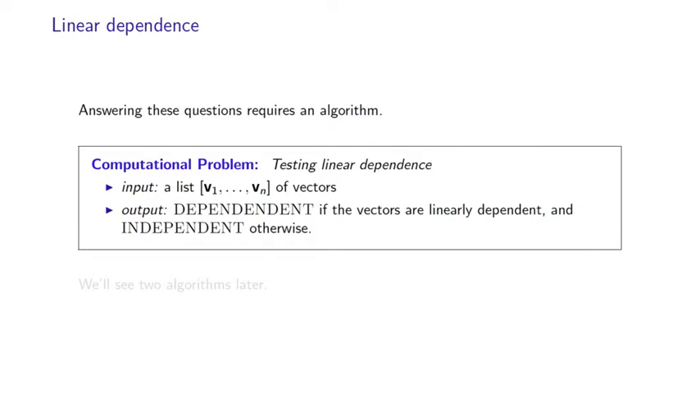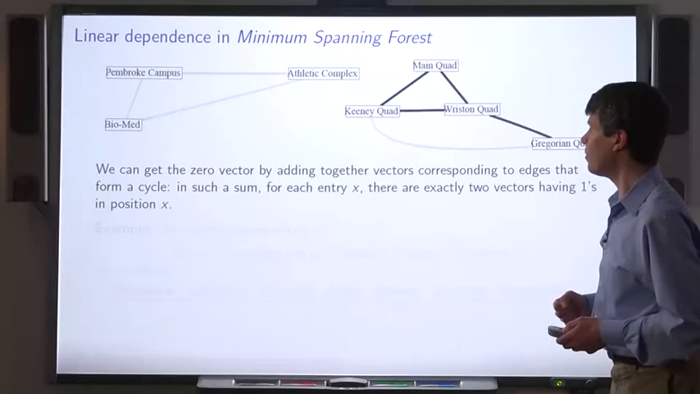Answering these questions requires an algorithm. So this is a fundamental computational problem, testing linear dependence. Given a list of vectors v1 through vn, determine whether they are dependent or independent. And we'll see two algorithms for this later on.